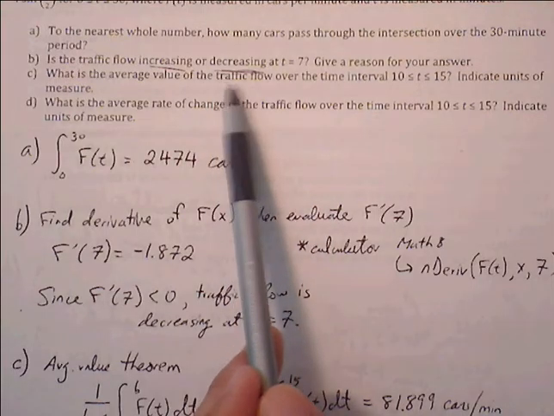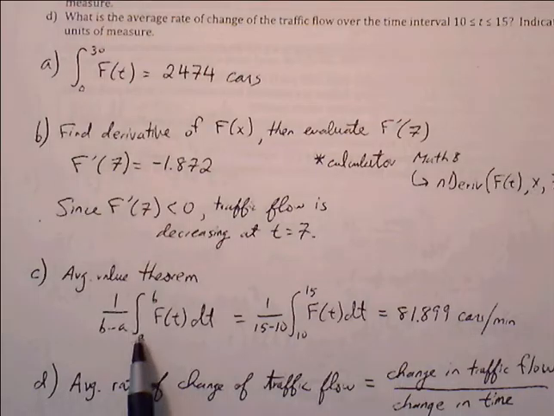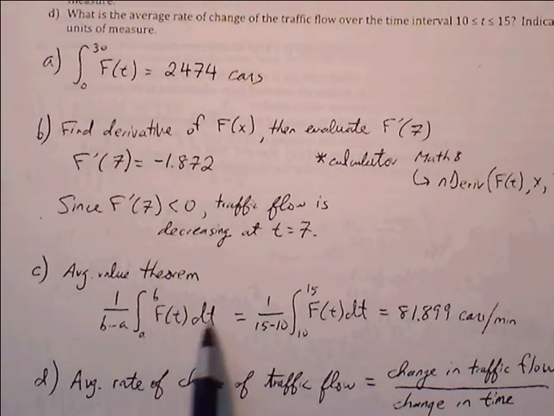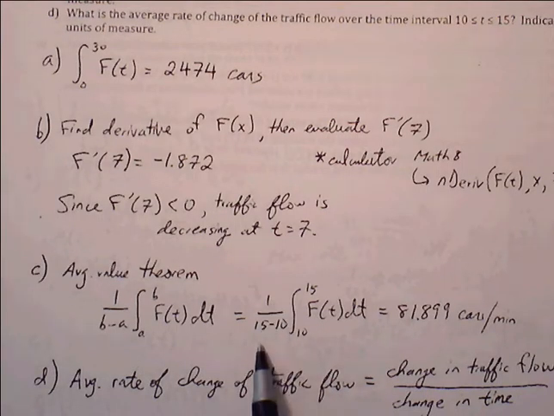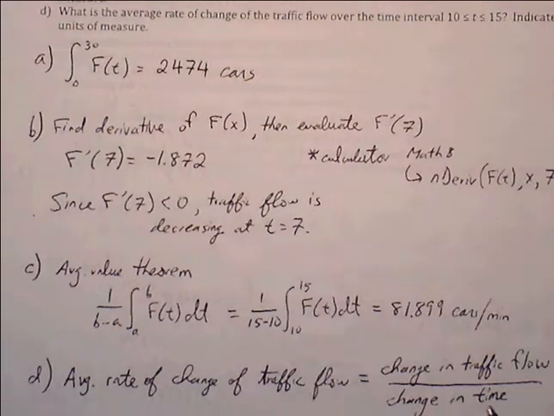Part C, what's the average value of the traffic flow? Using the average value theorem, we can use 1 over b minus a times the definite integral from a to b of f of t. Here, a is 10 and b is 15. So we plug this into our formula: 1 over 15 minus 10, definite integral from 10 to 15 of f of t, and we get 81.899 cars per minute.